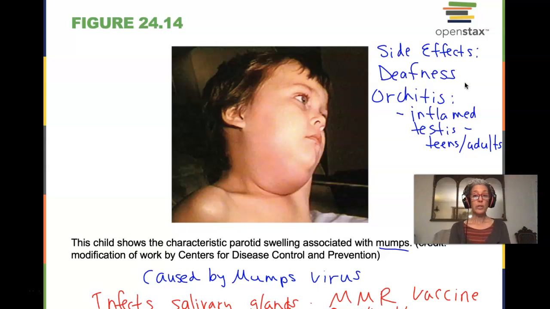Prevention would be good hygiene, but primarily vaccination. It is part of the MMR vaccine, which is measles, mumps, and rubella. We looked at the measles and the rubella in a different chapter, and then the mumps is in this chapter because it affects the salivary glands.